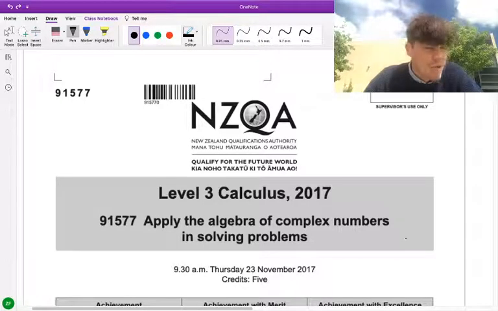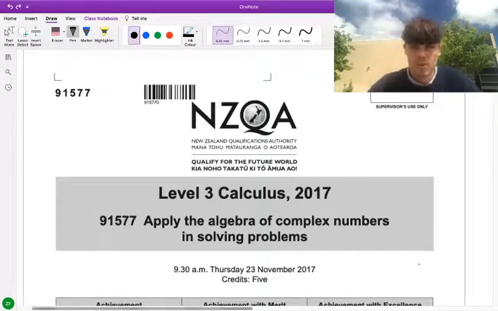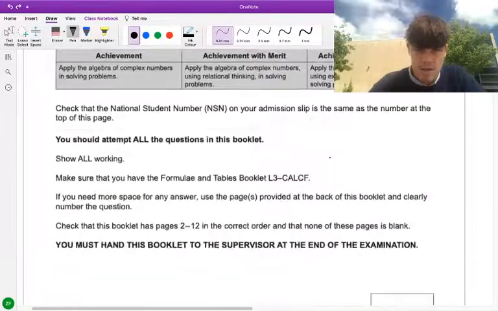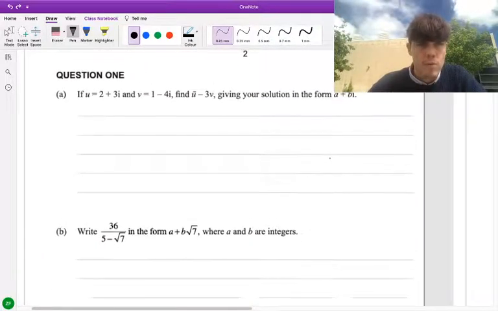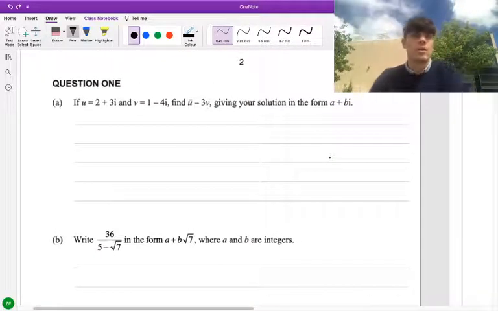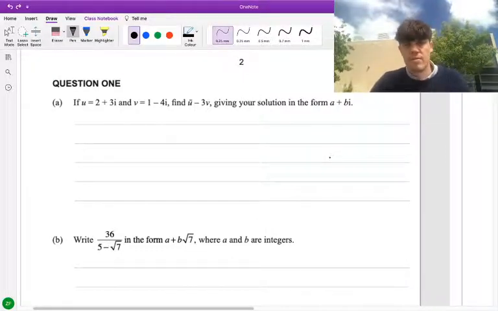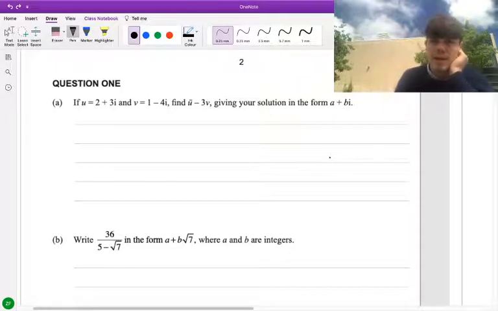This one I'm going to cover question 1. So let's start at question 1a. If u equals 2 plus 3i and v equals 1 minus 4i, find u conjugate minus 3v, giving your solution in the form a plus bi.